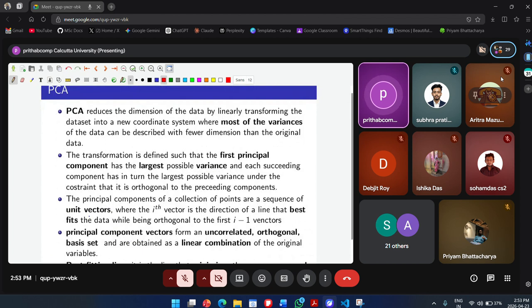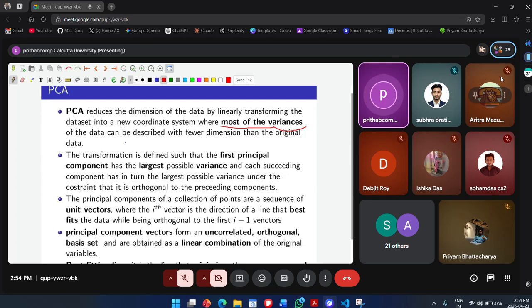So I'm emphasizing again what I have said. PCA reduces the dimension of the data by linearly transforming the data set into a new coordinate system, which is identified by those principal components. This is the thing on which we will define our loss, where most of the variances of the data can be described with fewer dimensions than the original data.